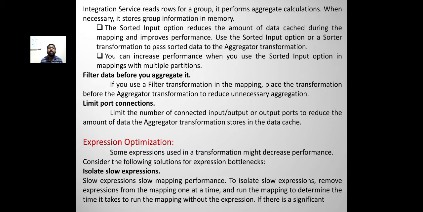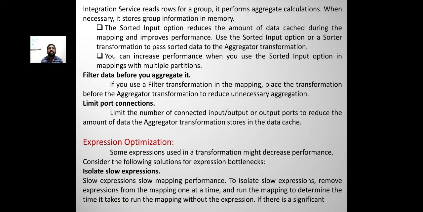Filter before you aggregate. If you use a filter transformation in the mapping, place the transformation before the aggregator transformation to reduce unnecessary aggregation. Limit port connections. Limit the number of connected input/output or output ports to reduce the amount of data the aggregator transformation stores in the data cache.